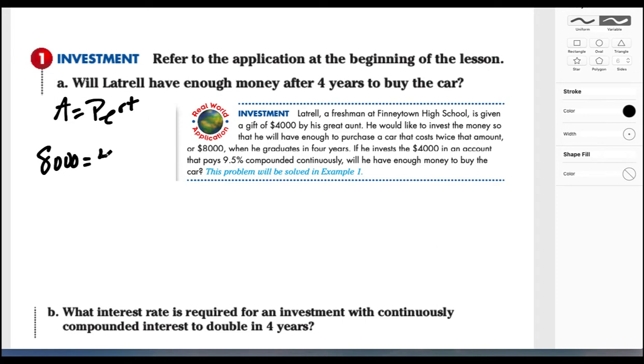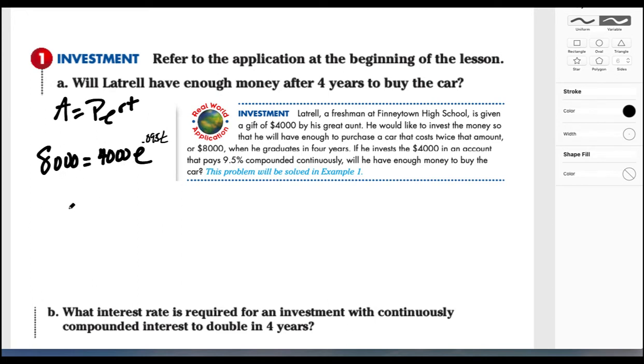We take the 8,000 and we recognize that the principal amount, P, would be 4,000. We take it times e to the r, and in this case r is 0.095. It is 0.095t. And this would be the function that we'd want to solve for t in order to determine whether or not this is true.